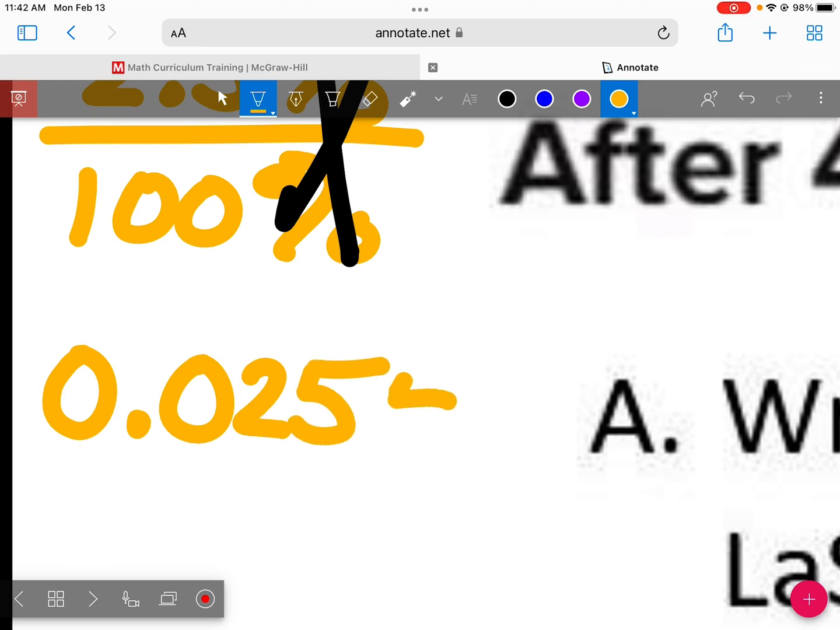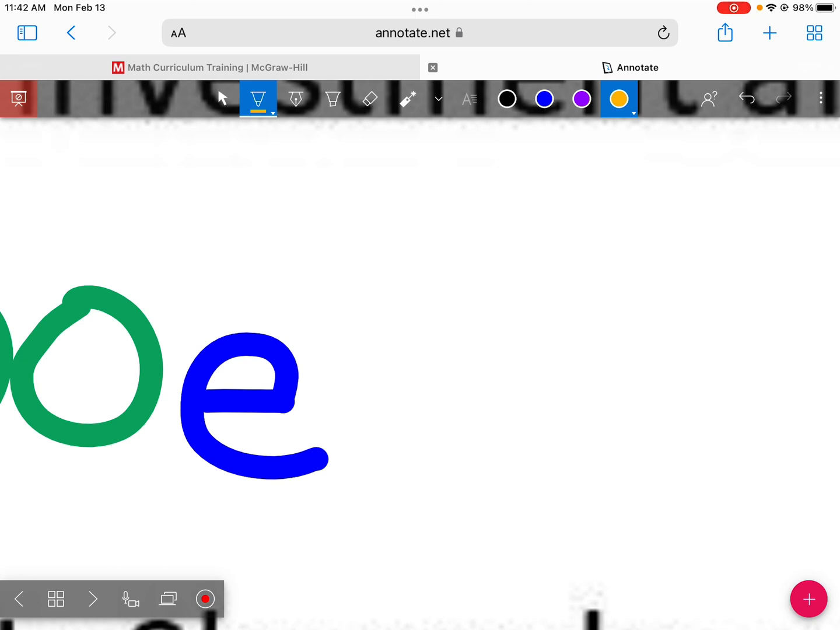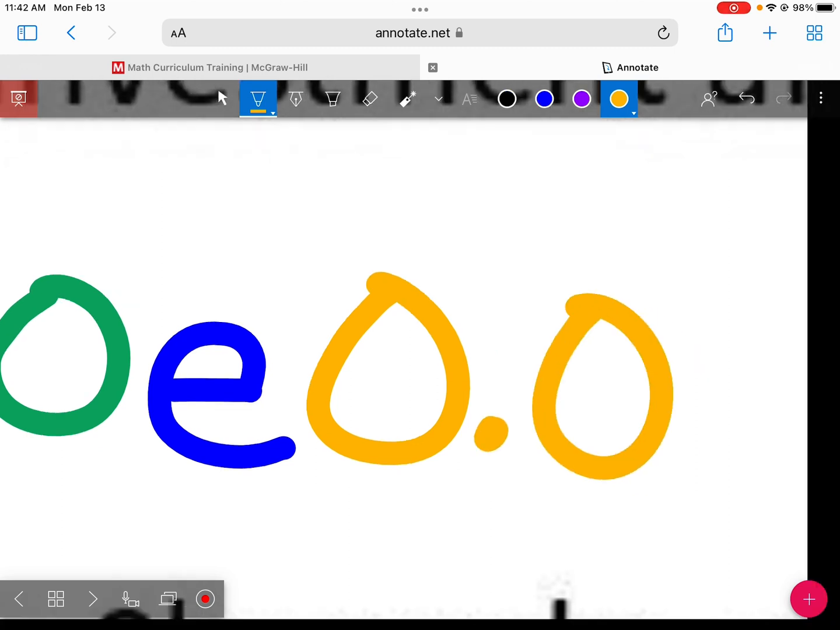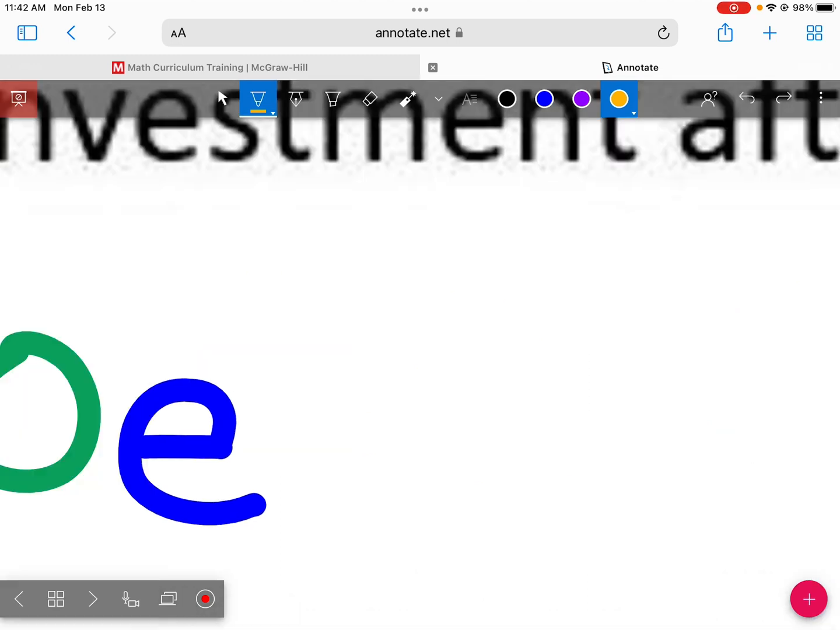0.025. Here's the value for R. I'm going to make a mistake, and I want you guys to tell me what that mistake is. It's supposed to be an exponent. Do not write it off to the side like that. It's supposed to be a little thing up here. It needs to be part of the exponent when you put it into your calculator.